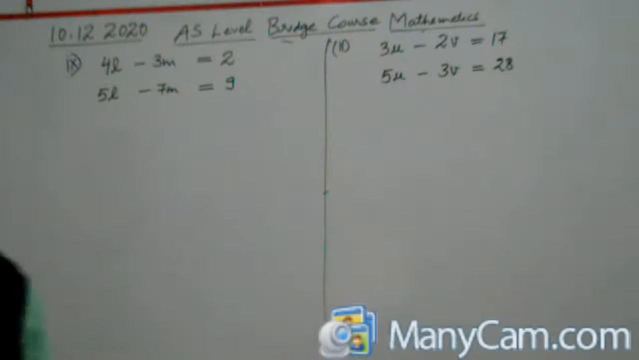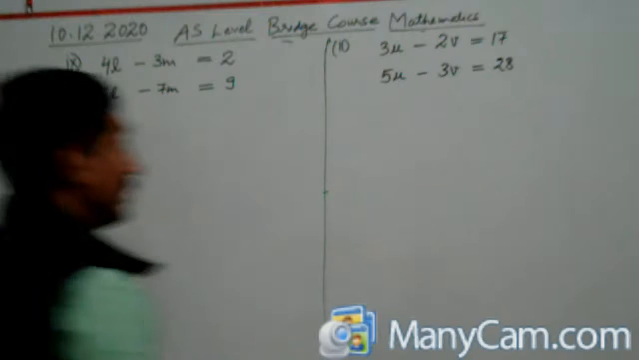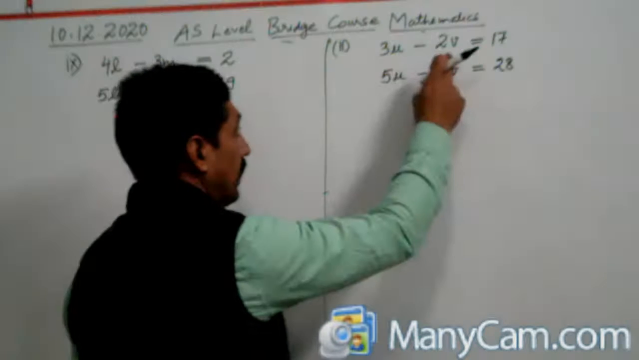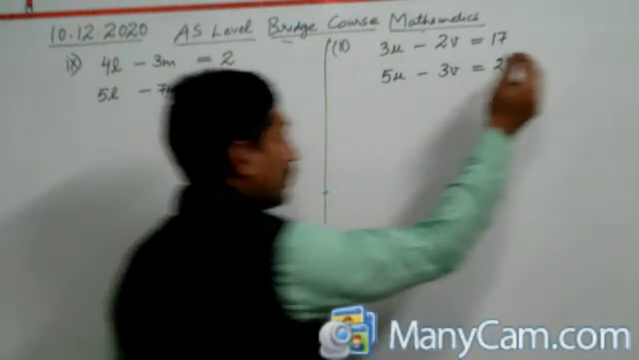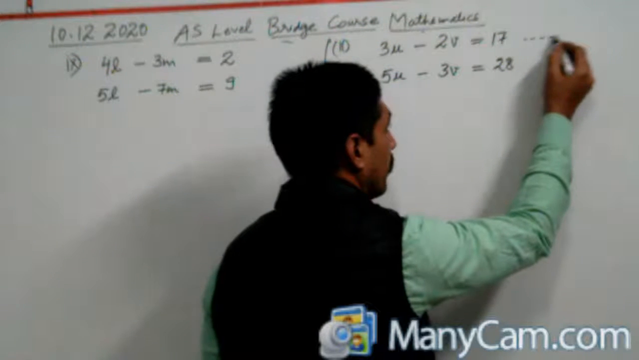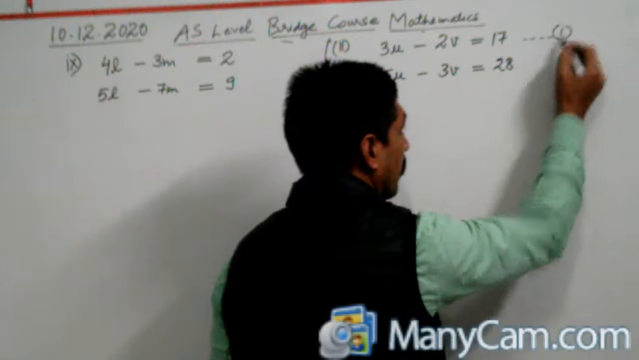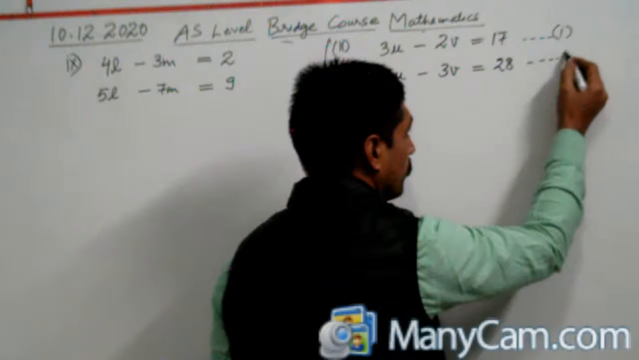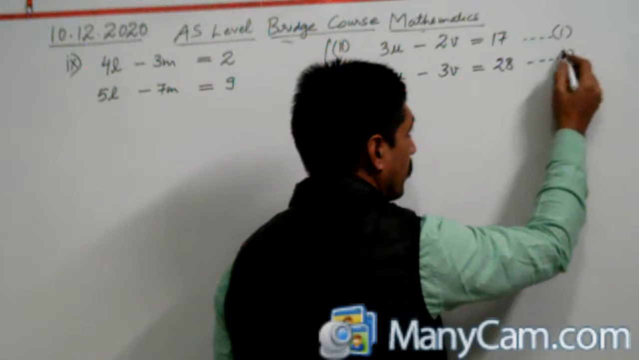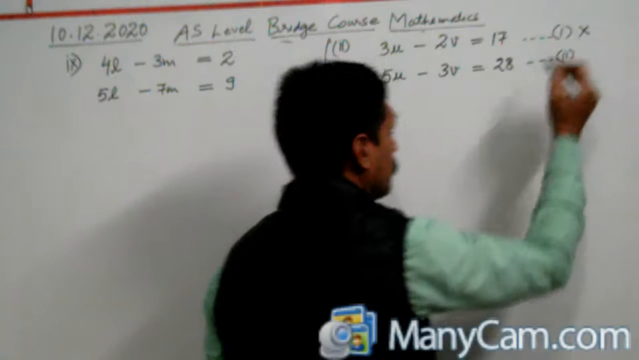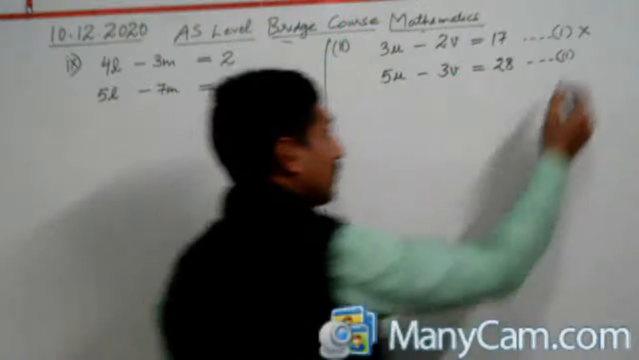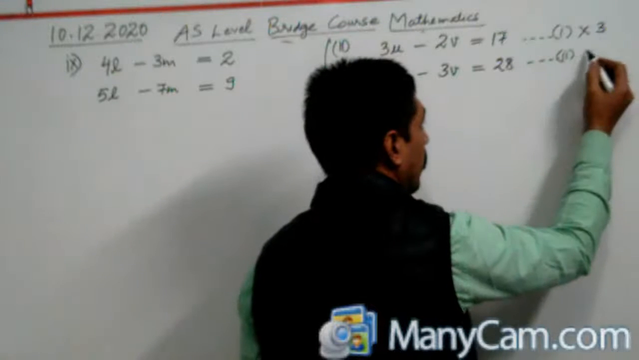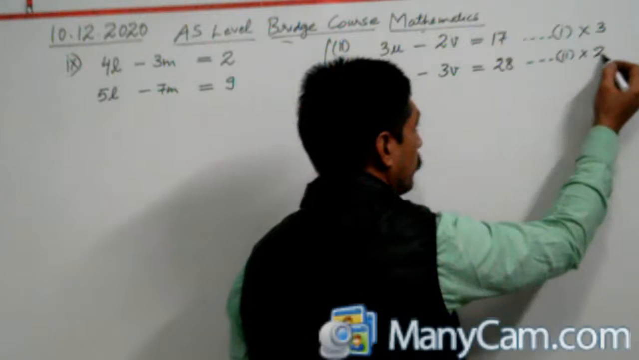So solve here. Here also I will multiply the first equation with 3 and the second with 2. This is equation number 1 and this is equation number 2. Multiply the first equation by 3 and the second equation by 2.